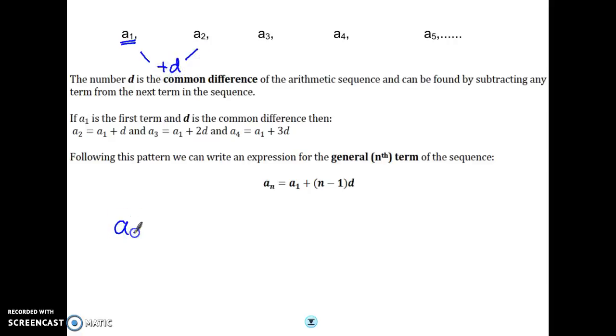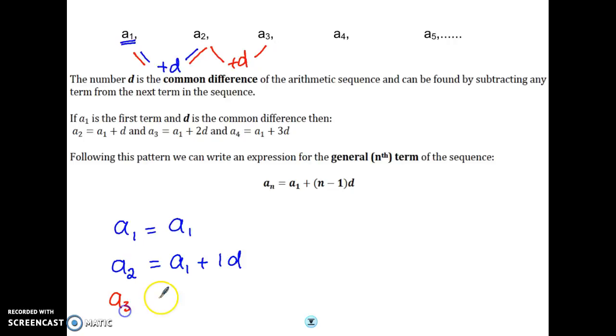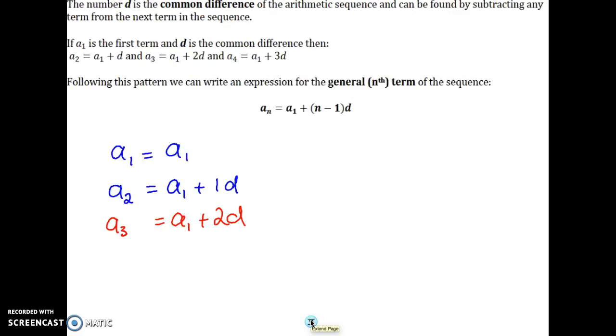So we know that A1 is simply A1, but to get to the second term, we take A1 and add 1 difference. To get to the third term, we start at the first term and add 2 differences, so A3 will be equal to A1 plus 2 differences. At this point, we can begin to spot patterns. You might conjecture that A4 is the first term plus 3 differences.